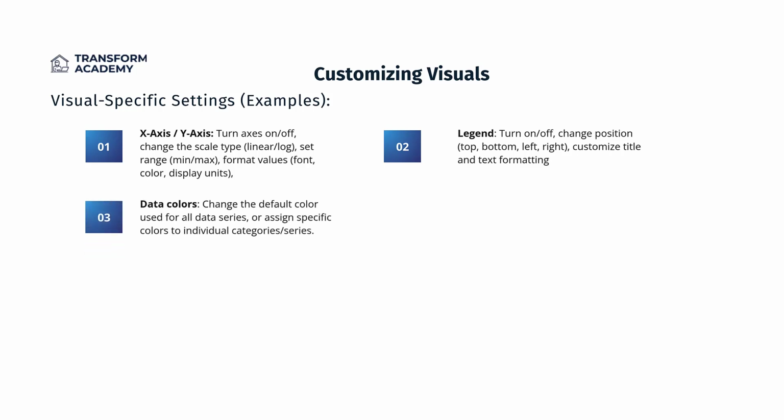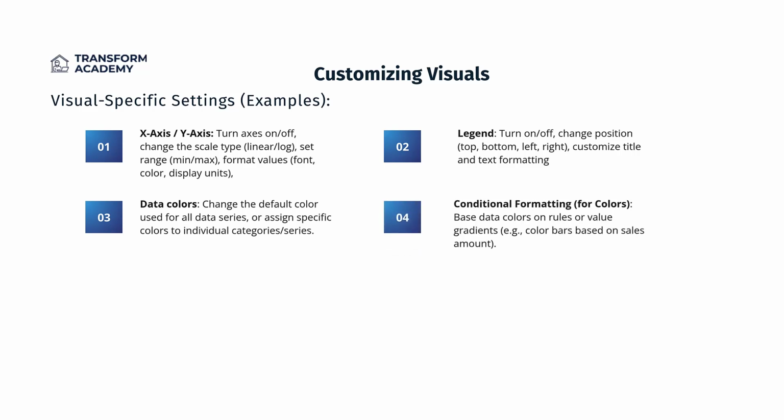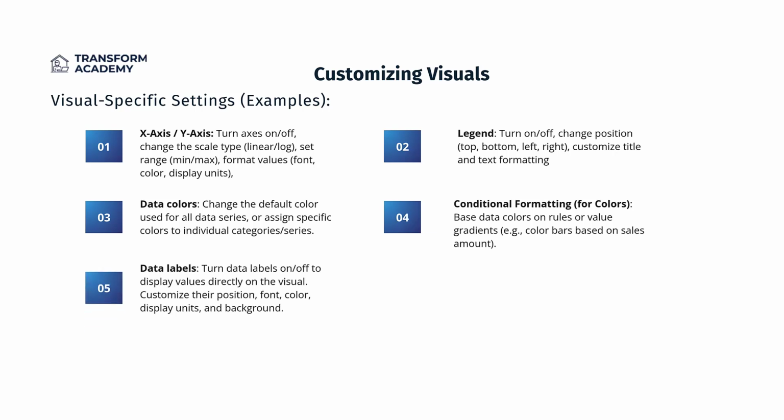Data colors. Change the default color used for all data series, or assign specific colors to individual categories or series. This is where you apply corporate branding colors. Conditional formatting for colors. Base data colors on rules or value gradients. For example, color bars based on sales amount. Accessed via the fx button next to color options.